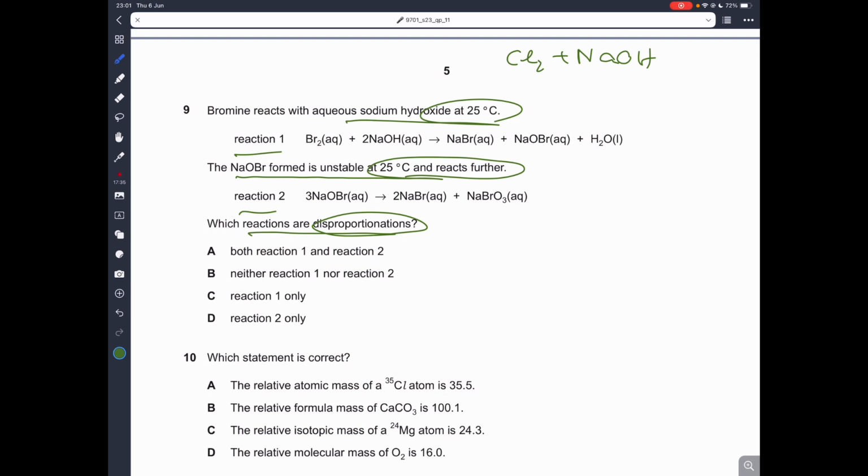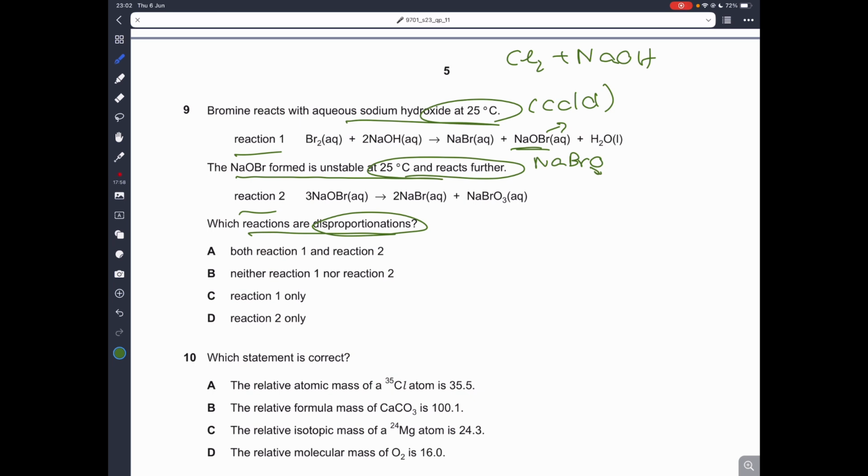With 25 degrees Celsius, this is cold NaOH, meaning you're going to form this compound. So we can write it like this. You're only going to form this compound, NaBrO. Or you can write NaOBr, which is a more accurate way, but you can also write it this way.